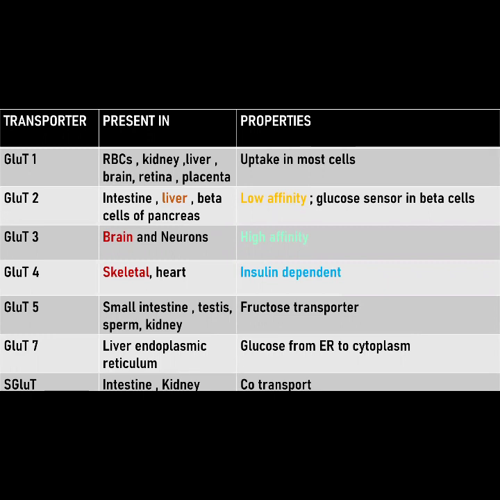GLUT5 is a fructose transporter. So where is GLUT6? Think of it, we'll discuss in a while. GLUT7 is present in the liver endoplasmic reticulum. And then the sodium glucose transporter, SGLT, is a co-transporter. We are transporting both sodium and glucose at the same time. That we'll see, how this SGLT works. That is the mechanism of glucose transport, which we'll see in the upcoming slides.